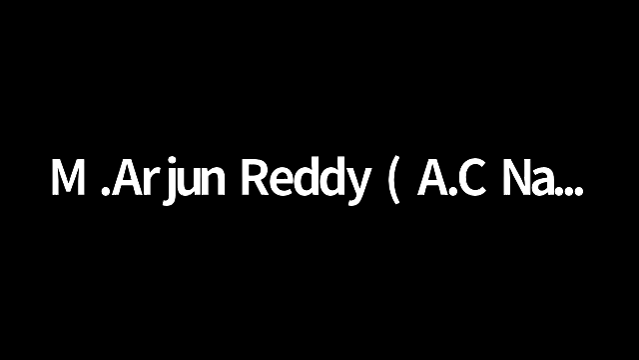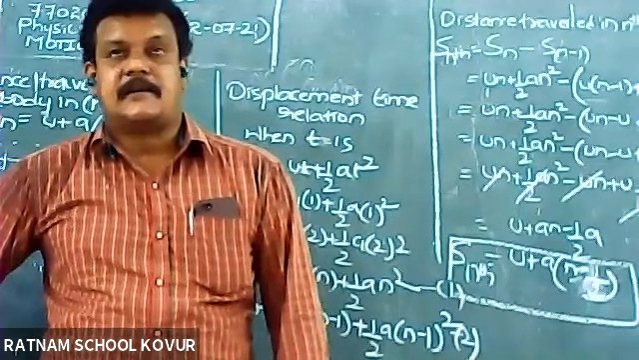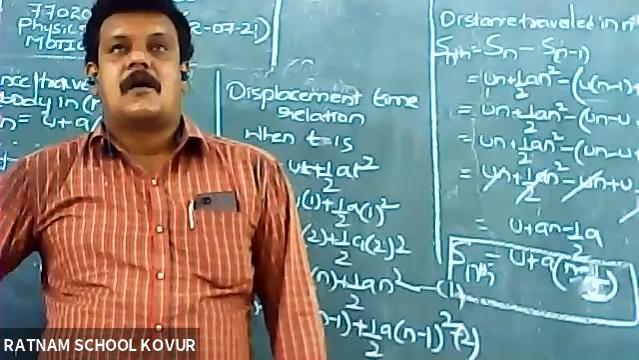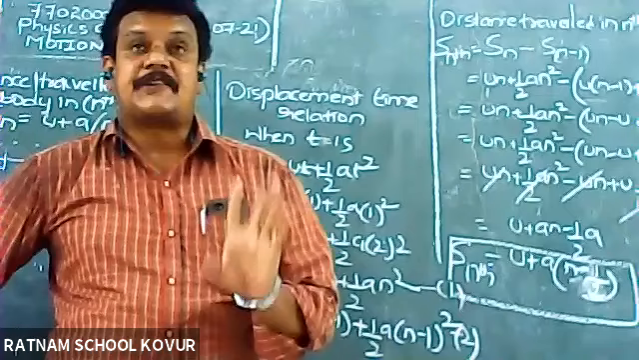What is the third equation of motion? v square minus u square equals 2as. What is the other name for the third equation of motion? Velocity displacement relation. The fourth equation: what is the fourth equation? s_n equals u plus a by 2 into (2n minus 1), the distance traveled by the body in the nth second. This fourth equation is very important.